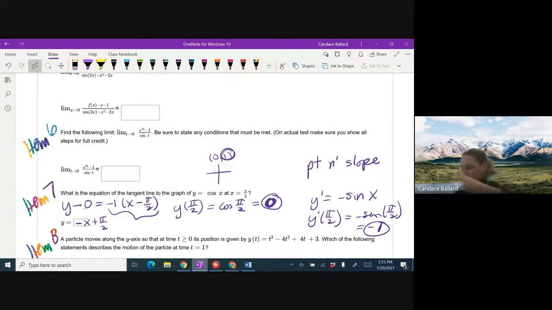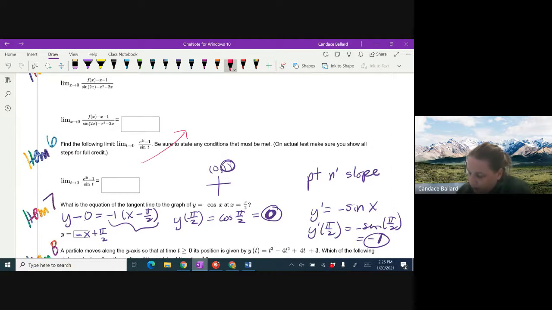Okay, perfect. Okay, so number 6, the following limit, I'm going to probably come up here with my work. So find the following limit as t approaches 0 of e to the 2t minus 1 over sine of t. Be sure to state any conditions that must be met. You've got to show all your steps for full credit on the test.